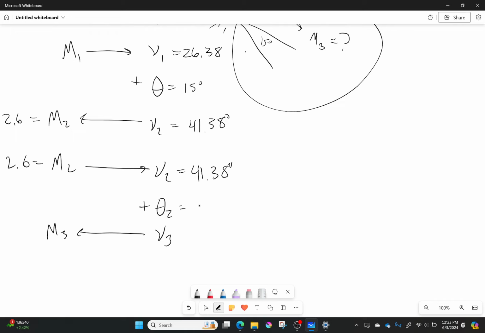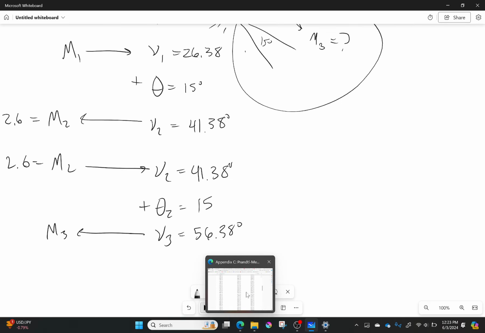And so I'm going to add it on to this. So theta 2 is equal to 15 degrees. That means that V3, our Prandtl-Meyer function at the third one, is going to be equal to 56.38 degrees. Okay, so I know that. Now I get to go and find out what my Mach number 3 is going to be.